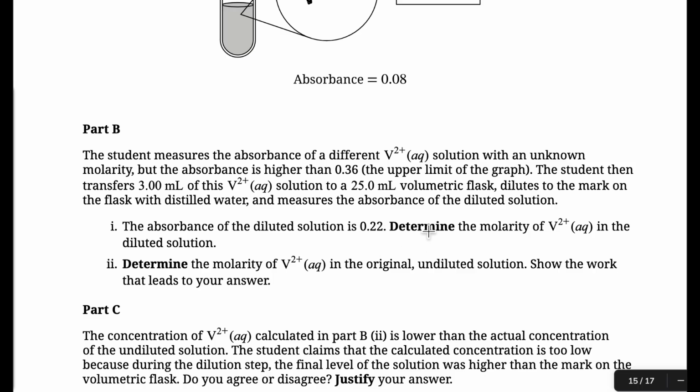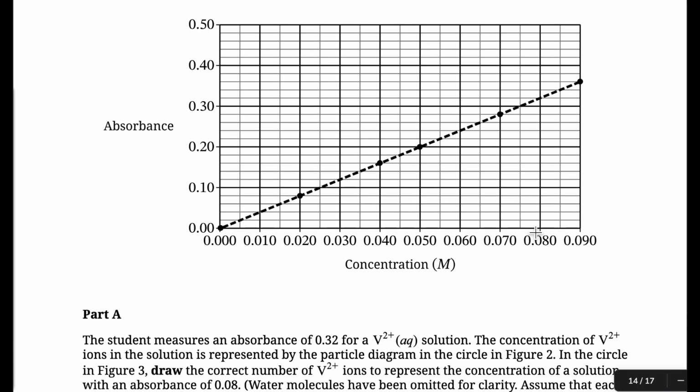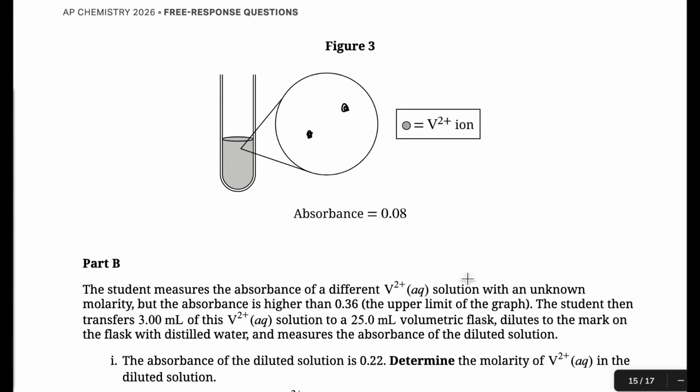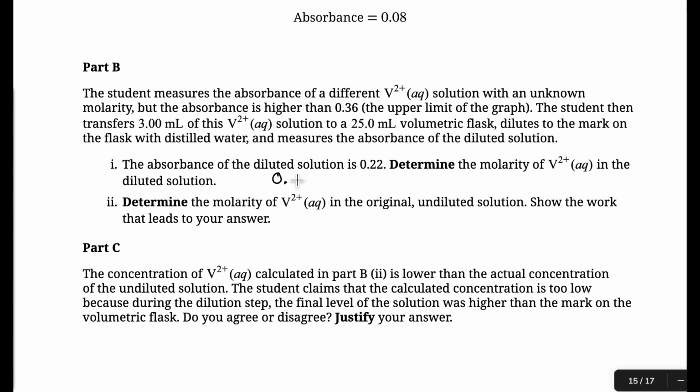So with an absorbance of 0.22, we can go to the graph and find what molarity corresponds with that. So an absorbance of 0.22, that would be this line right here. Going down that line, it reaches about here. This point right here, that concentration is about 0.055, as it's right between 0.05 and 0.06. So the answer is 0.055 molar.